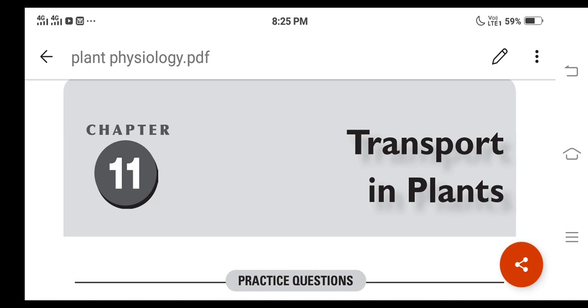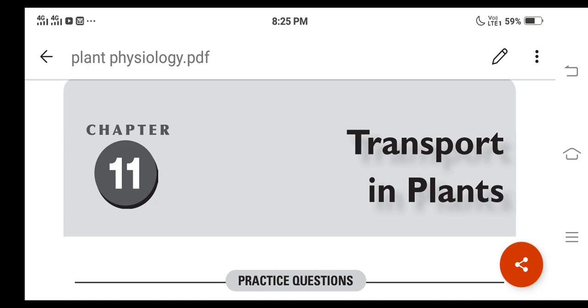In the plant physiology part, what are the five chapters? One is transport in plants. Then second one is mineral nutrition. Then third one is photosynthesis in higher plants. Then fourth one is respiration in plants, and fifth one is plant growth and development.